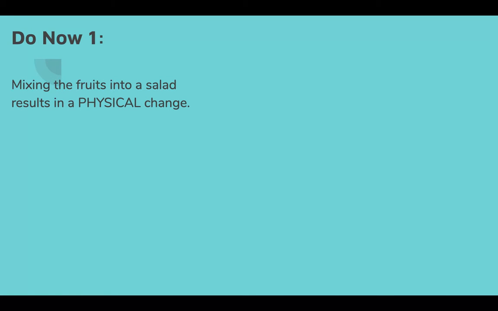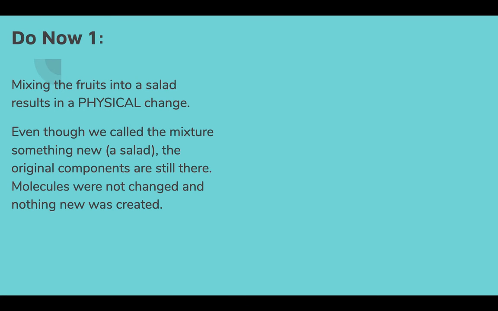All right, let's go over our do nows. So for number 1, mixing fruits into a salad results in a physical change. Even though we called that mixture something new, for example, a salad, the original components are still there. The strawberries, the banana, everything was still there. Molecules were not changed and nothing new was created. So even though we're no longer calling it bananas and strawberries, we're calling it a salad, just because it has a new name doesn't mean that it's a new substance.